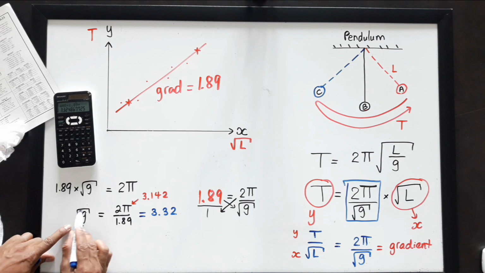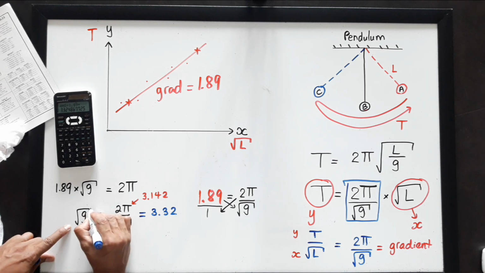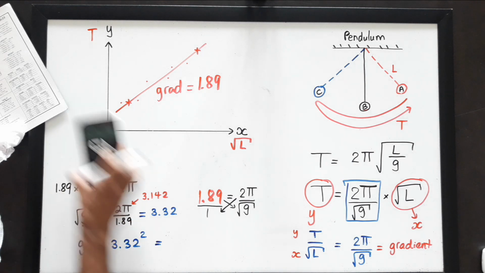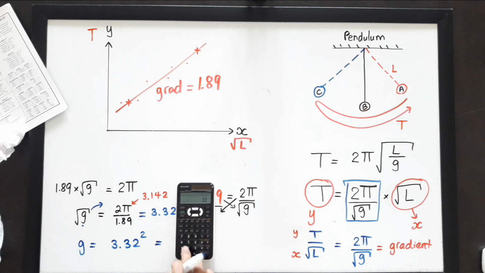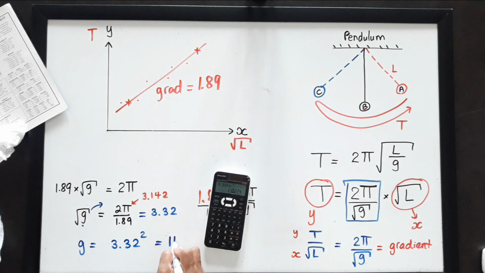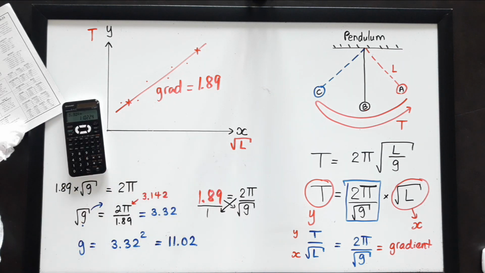But I'm trying to solve for g. What we found here is the square root of g. So that means I'm going to have to throw across the square root. Now when you throw across something in maths, you get the opposite. So the opposite of square root is squared. So this 3.32, when I throw across the square root, I'll be forced to square it. And let's see that. 3.32 squared is approximately 11.02.